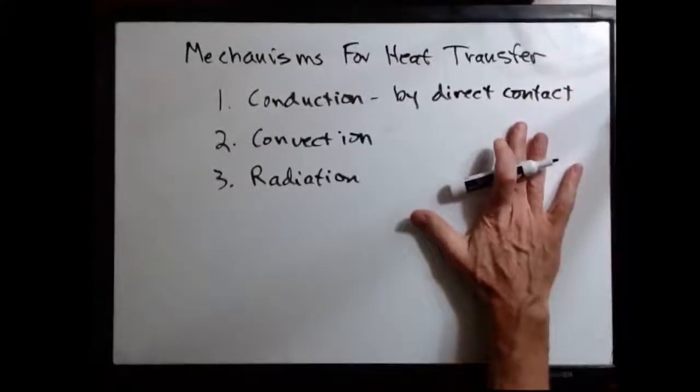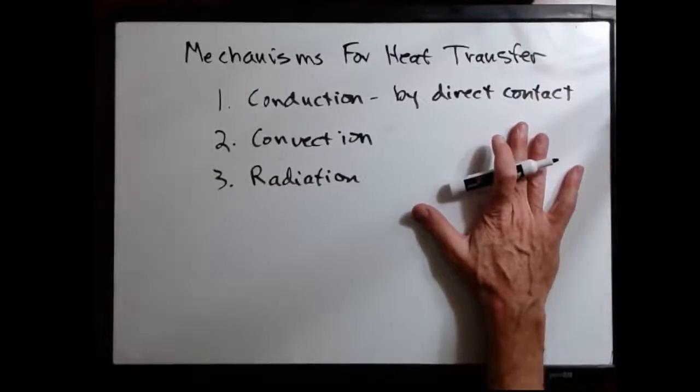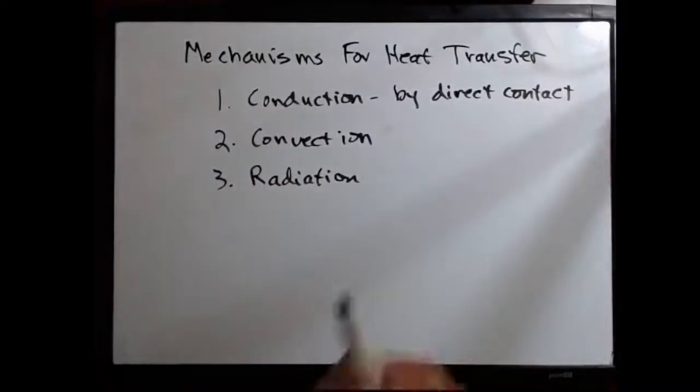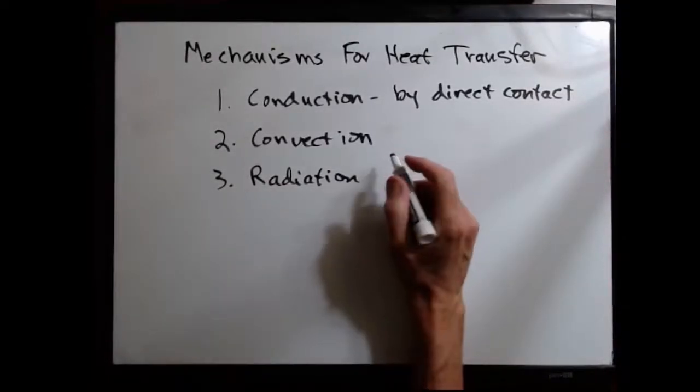When I put my hand on the board, heat is conducted from my hand into the board because my hand's warmer. Heat flows from hotter to colder. You might ask yourself why that's true. It never flows the other way unless you force it to, and it costs you energy to do that.